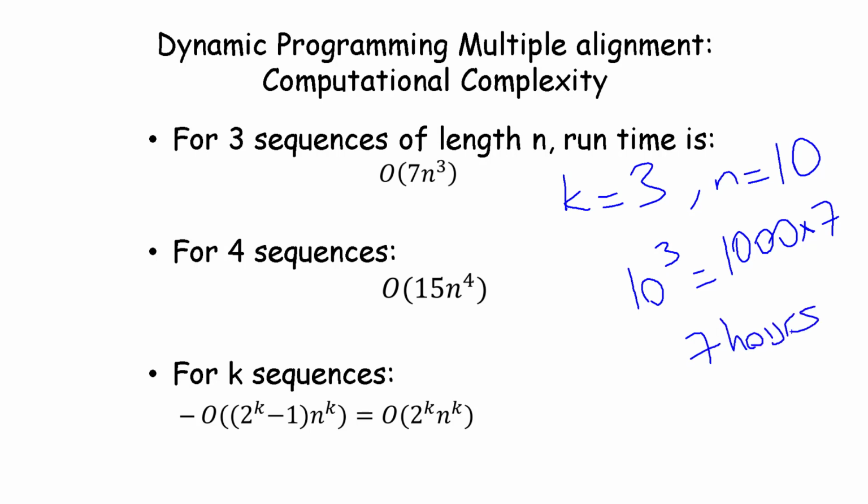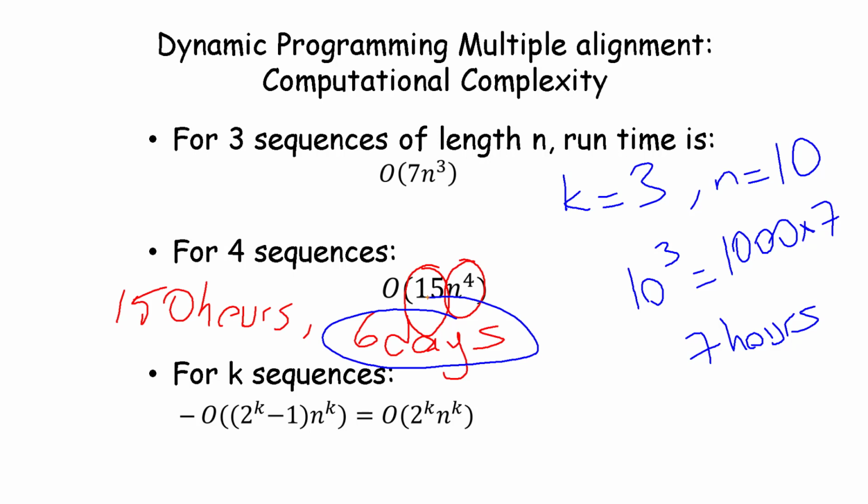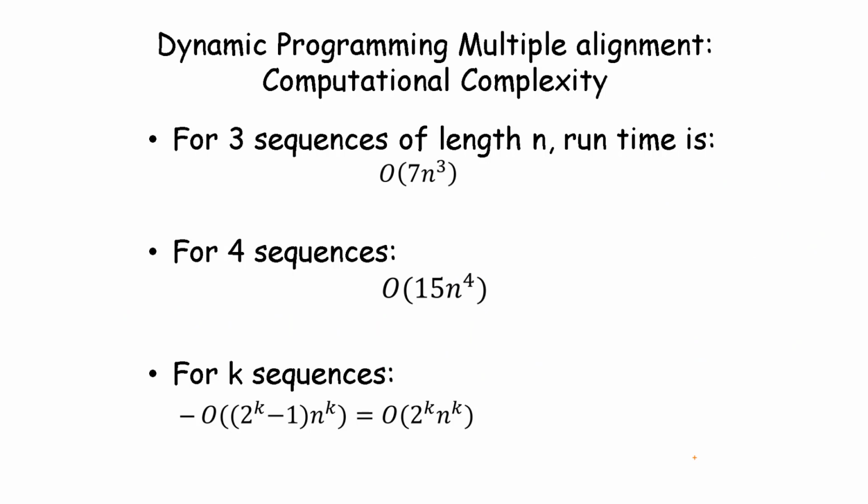Now let's find out how long it would take you to align not 3 but 4 sequences. There are 10,000 sub-alignments you will need to calculate, and for each one, you will need to consider 15 options for the last column of the alignment. So that would take you about 150 hours or around 6 days. If you try to align more sequences, the amount of time you will need to spend grows exponentially and the problem quickly gets out of hand. For example, for 10 sequences, you would have to spend about 1 million years to solve the problem.